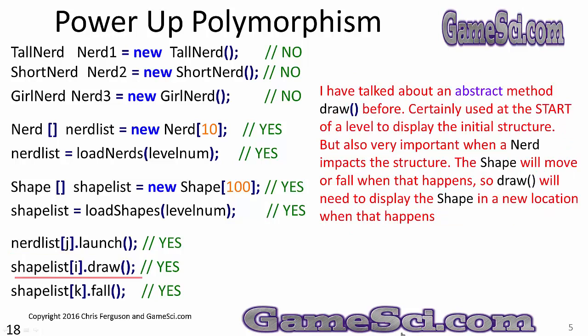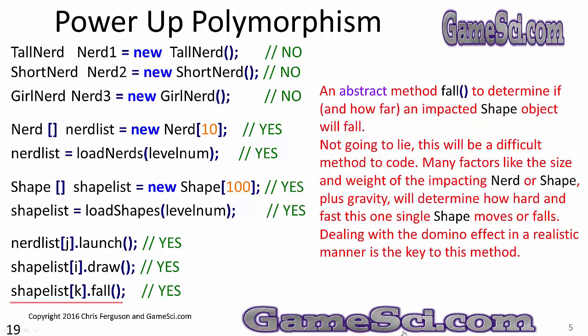I've talked about an abstract method draw before, certainly used at the start of this level to display the initial structure, but also very important when a nerd impacts the structure. The shape will move or fall when this happens, so draw will need to display the shape in a new location when this happens. shapeList[k].fall, an abstract method fall to determine if and how far an impacted shape object will fall. Not gonna lie, this will be a difficult method to code.